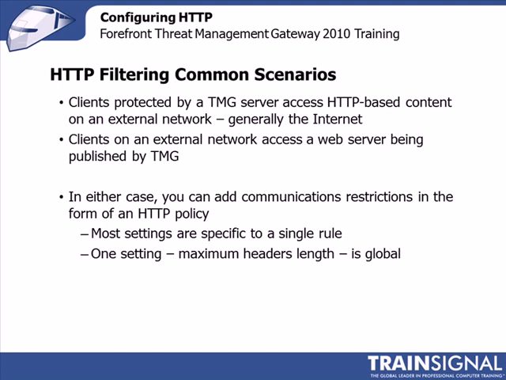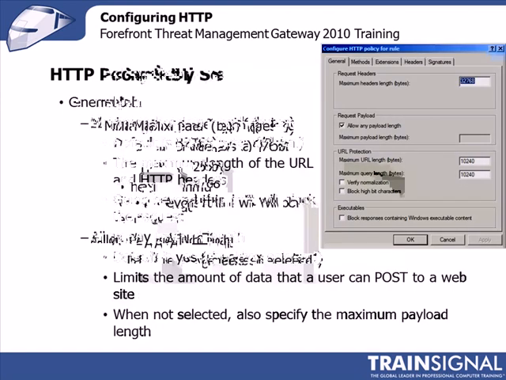Now, I want to mention that most settings are specific to a single rule. So on a per rule basis, you can actually change the overall way that HTTP is going to operate. But there is one setting, the maximum headers length, which we'll talk about in a little bit, that's a global setting that's configurable through a generalized HTTP policy. About the HTTP policy settings that you have at your disposal.